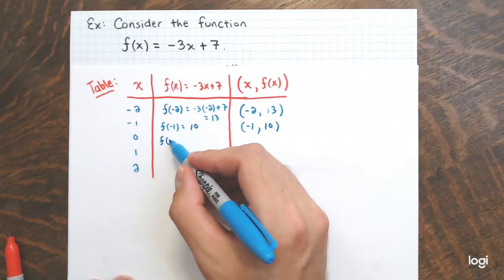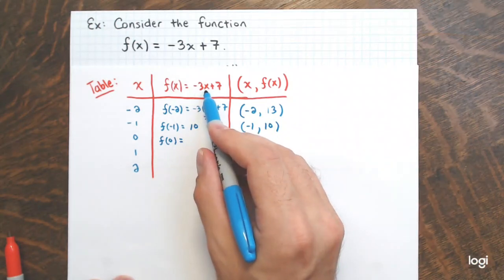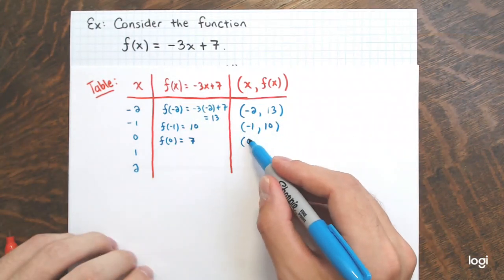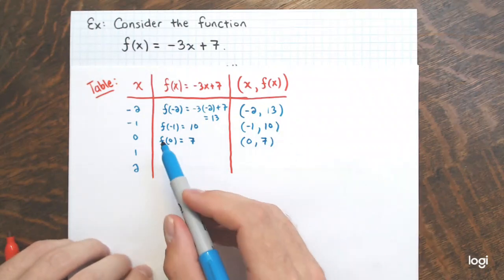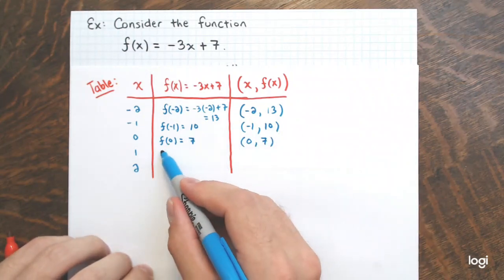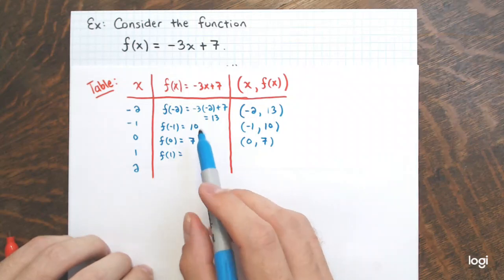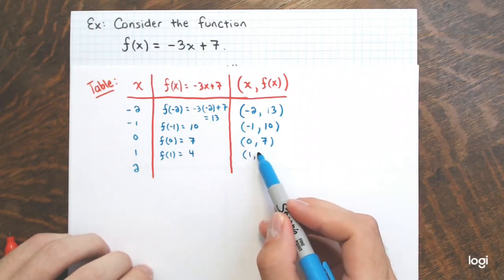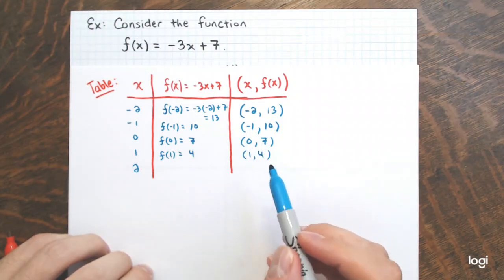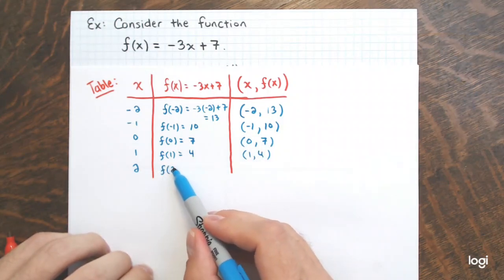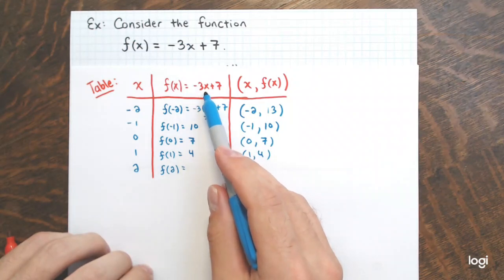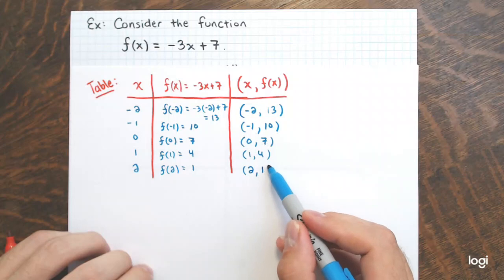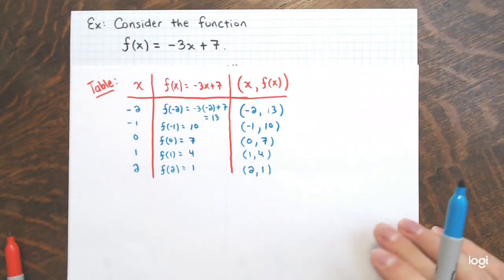The value of f at 0: -3 times 0 is 0, plus 7 would be 7. So input 0, output 7 is the point I'm plotting. The value of f at 1 would be -3 times 1 is -3, plus 7 is +4. So input 1, output 4 would be the point I'm plotting. And then the value of f at 2 would be -3 times 2 is -6, plus 7 is 1. So input 2, output 1. Okay, so I'll plot these 5 points on my graph here.